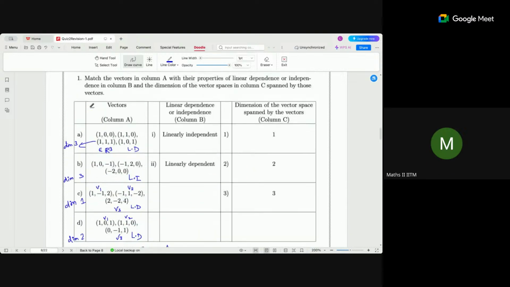Okay. So all the subsections here are clear to everyone. Finding the dependency or independency and then finding the dimension. Both the parts are clear, right? Good.